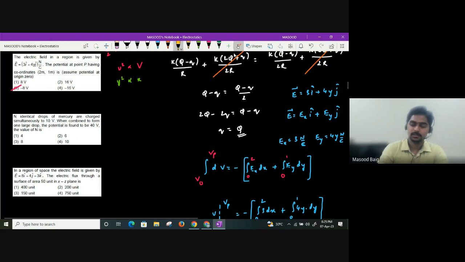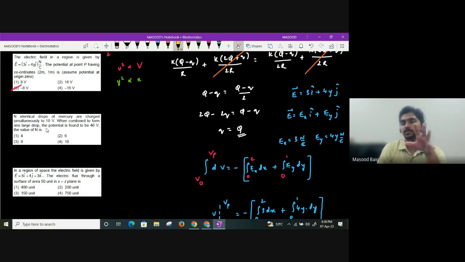Right. Let us see the next case. N identical drops of mercury are charged simultaneously to 10 volts. When combined to form a large drop, the potential is found to become 40 volts. The value of N they are asking, guys.